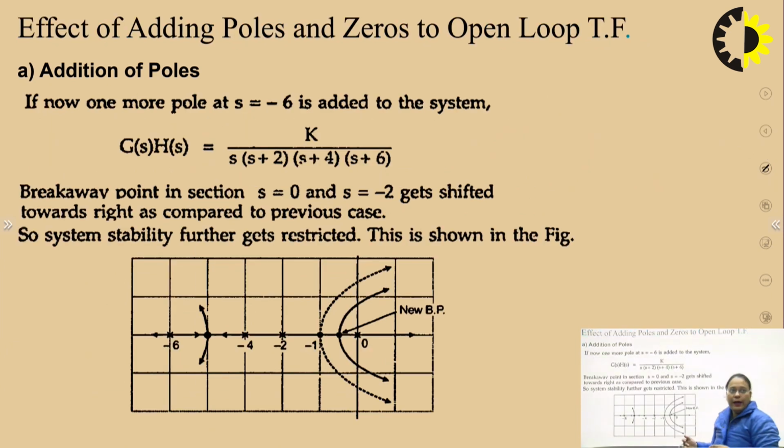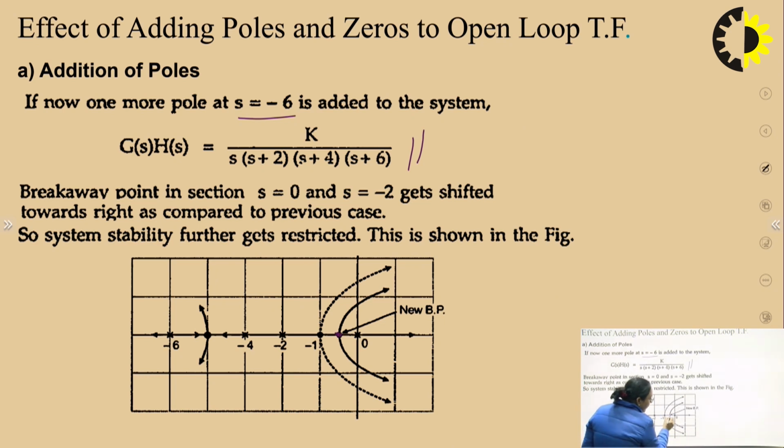Now, if I add S equals minus 6 also in this transfer function, see, you can see that the new breakaway point will shift towards the right half of the S plane, right? Here you can see that the breakaway point is also shifted. The system becomes more unstable in this case, right? And this is the actual root locus.